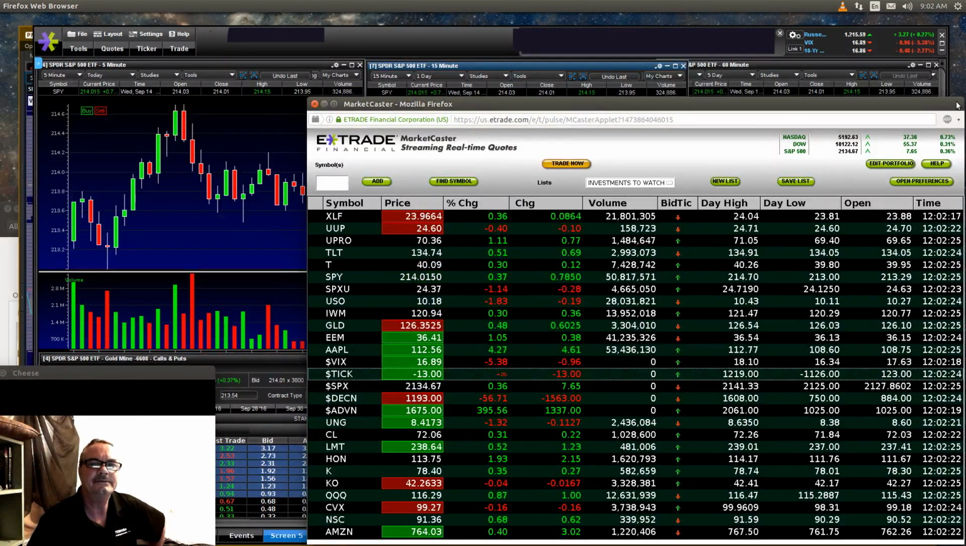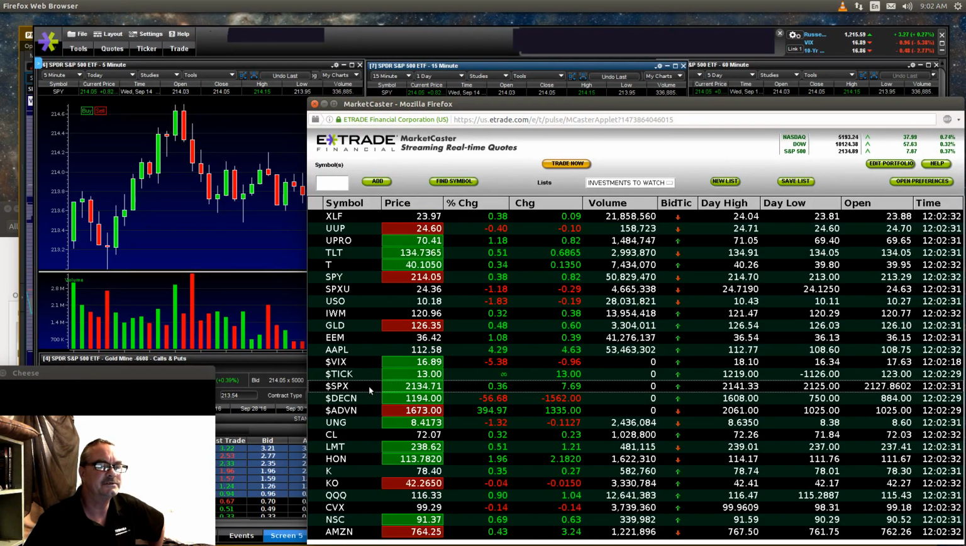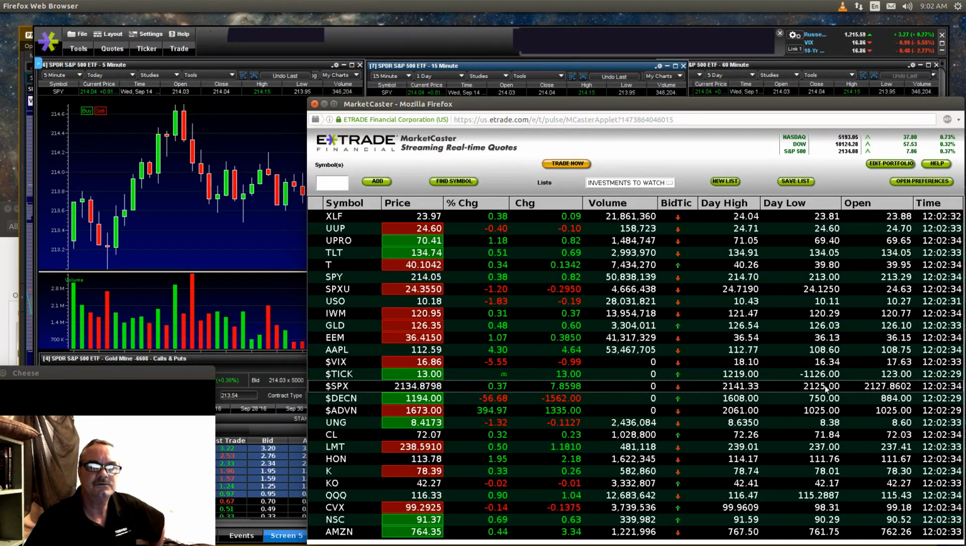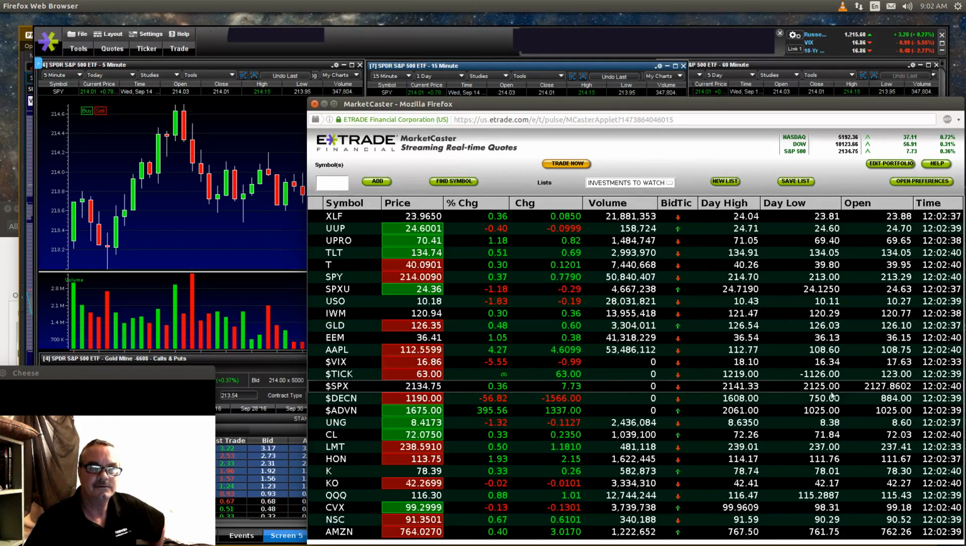$21.34. And the full range, let's see, here's SPX, 21.25 to 21.41, from the low of the day to the high of the day.